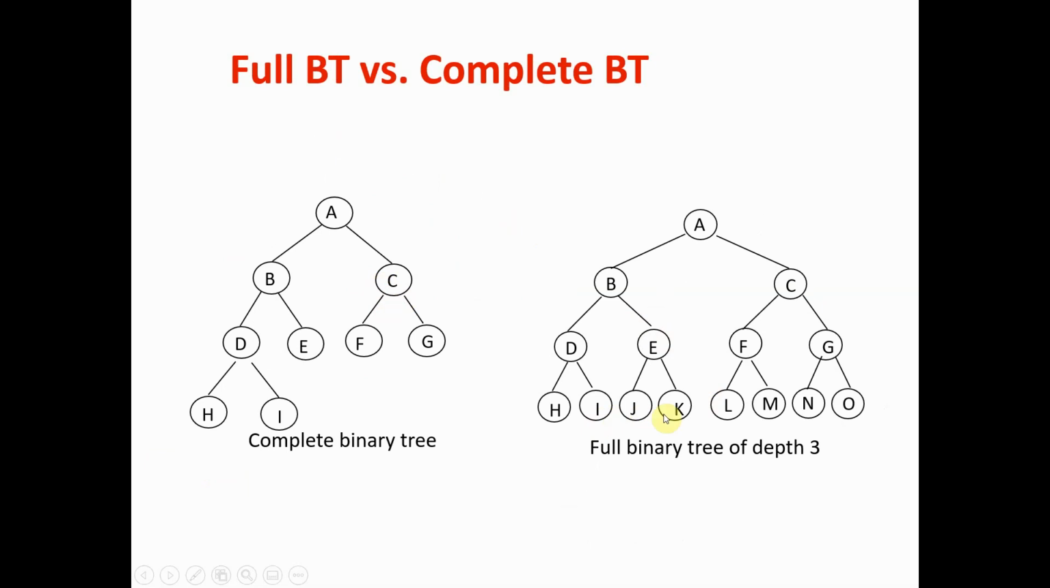A full binary tree is a binary tree where all the leaves are at the same level, and we have the maximum number of nodes at every level. So at level 0 we can have only 1 node, which is the root. At level 1 we can have 2 raised to power 1, 2 nodes, which is what we have. At level 2 we have 4. At level 3 we have 8. So this is a full binary tree. Any full binary tree is also complete, right? So this is also a complete binary tree.